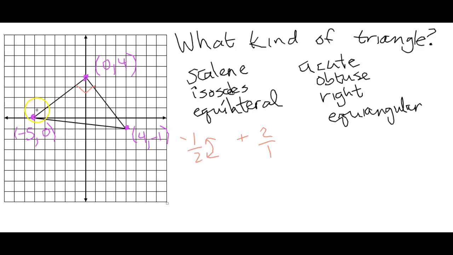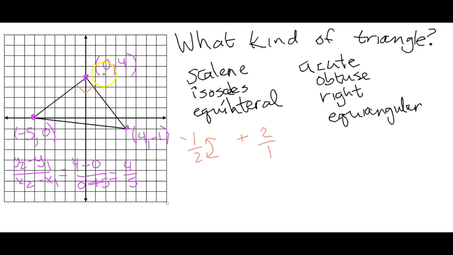So we're going to find the slope from the -5, 0 to the 0, 4. Slope is y2 minus y1 over x2 minus x1. Our y-coordinate of our second point is 4, minus our y-coordinate of our first point, 0, over x-coordinate 0, minus x-coordinate -5. It gives us 4 over negative negative, which changes to plus, so positive 4 over 5.